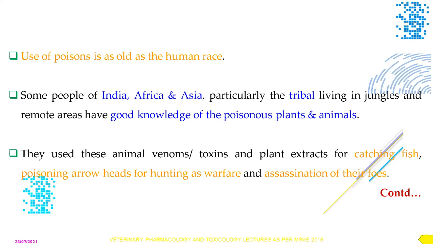Whereas the arrowhead poisons used in hunting, using some of the physostigmine, neostigmine, etc., were used to competitively block the neuromuscular actions and cause paralysis. And the people used to hunt animals, especially deer, for a good purpose. And sometimes these warfare agents, like the arrow poisons, were used to kill foes, meaning the enemies, or they were used in the battlefield to kill the opponents.